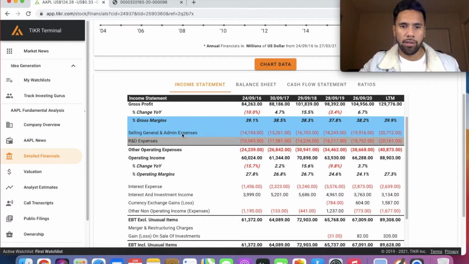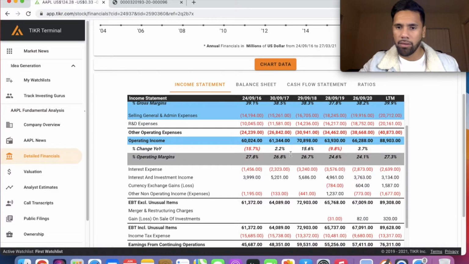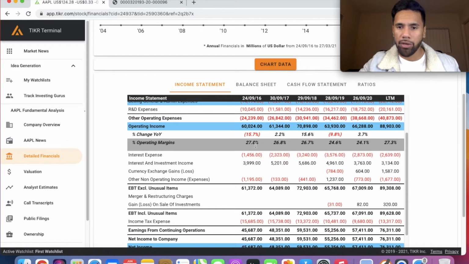You've got here the R&D expenses, the selling and general administrative expenses, and then you've got their EBIT. You see their EBIT again kind of falls in line with their revenue, and then you've got their operating margins.